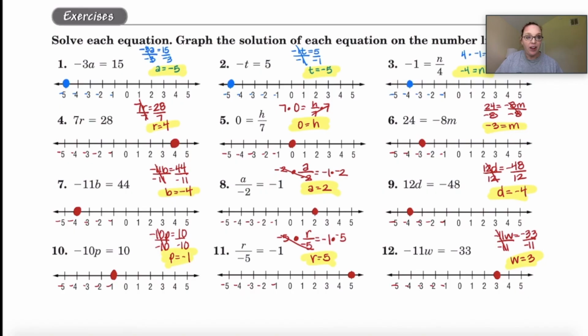Okay, so now that you've had an opportunity to attempt those problems on your own, check your answers. Make sure that you have shaded in those circles. They should be closed circles. An open circle would mean something different, and we'll learn about that in a future lesson. Make sure you've highlighted or circled your final answers as well.